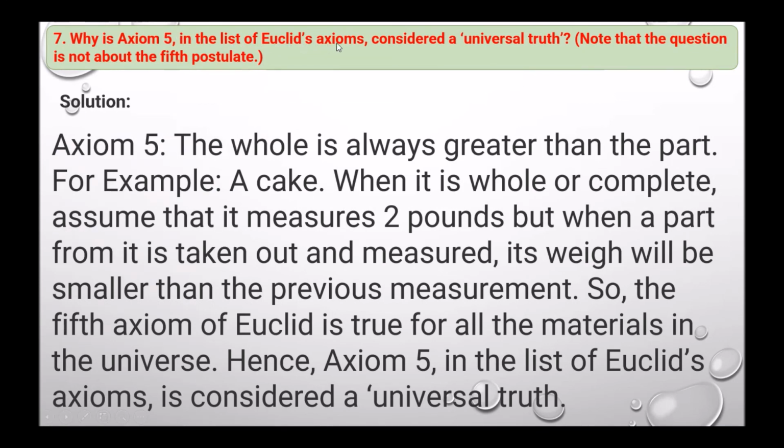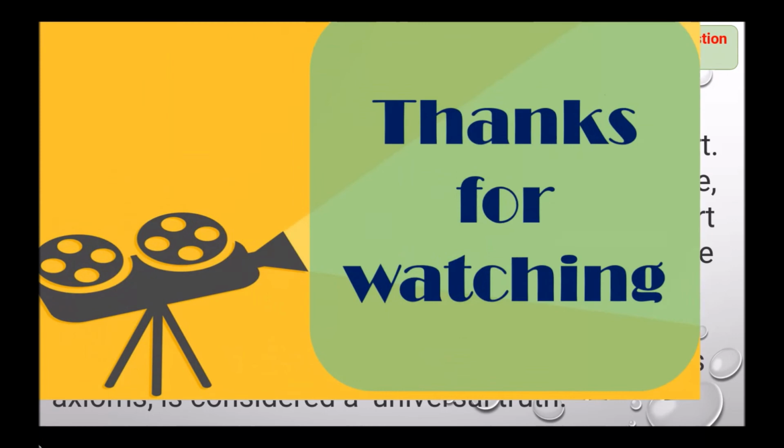Seventh, why is axiom 5 in the list of Euclid's axioms considered a universal truth? Note that the question is not about the fifth postulate. Axiom 5: the whole is always greater than the part. For example, a cake. When it is whole or complete, assume that it measures 2 pounds, but when a part of it is taken out and measured, its weight will be smaller than the previous measurement. So the fifth axiom of Euclid is true for all the materials in the universe. Hence, axiom 5 in the list of Euclid's axioms is considered a universal truth.